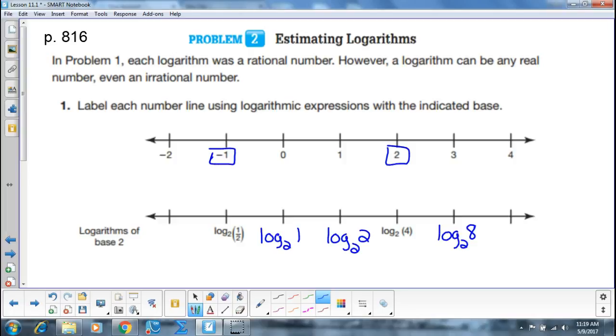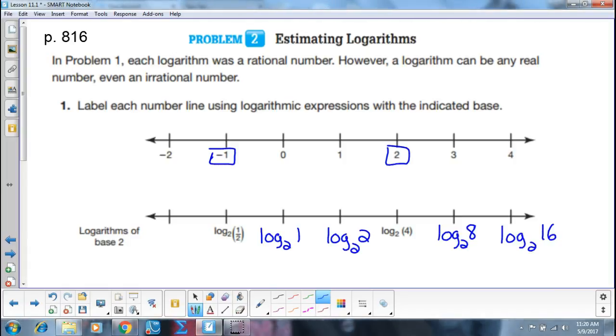Yep, exactly. This is log base 2 of 16. Okay? So I multiply by 2 in the argument to go that way, or multiply by the base, right? Which means if I'm going to the left, I would divide by the base. So this one over here would be log base 2 of 1/4.